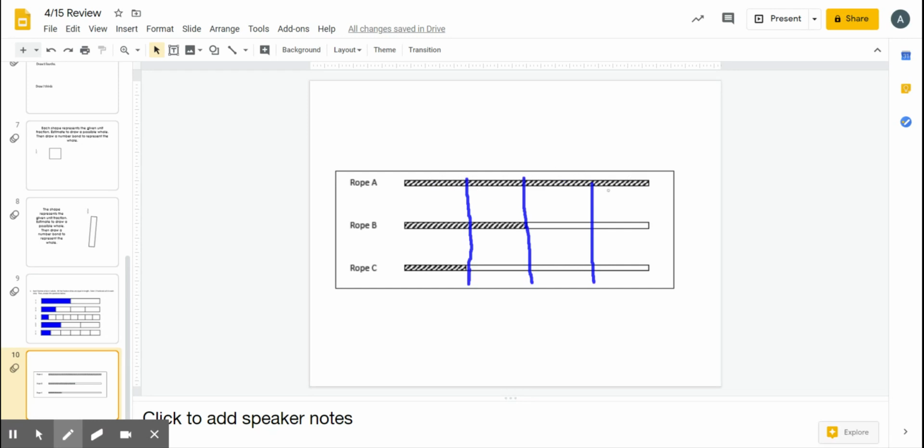Now, on your own, see if you can figure out how many pieces of rope B you would need to fill out the entire rope A. Now, if I look at rope B and I draw my line like I did for rope C, where rope B and rope A meet, I can estimate that rope B is about 1/2 of rope A. So that means I would need one more length of rope B to equal the whole of rope A.